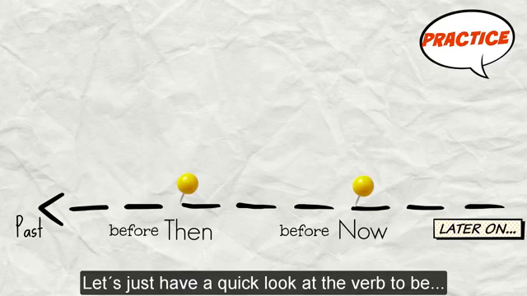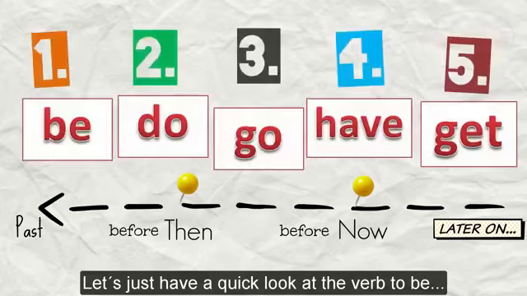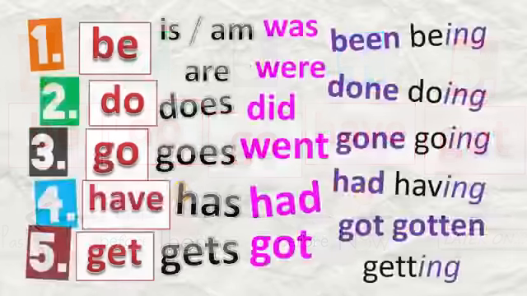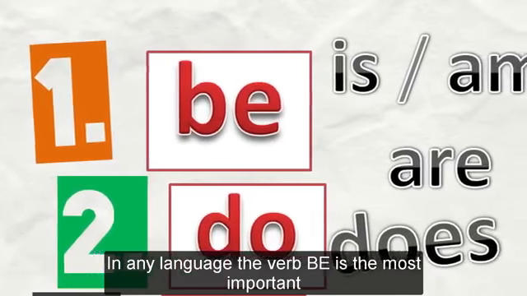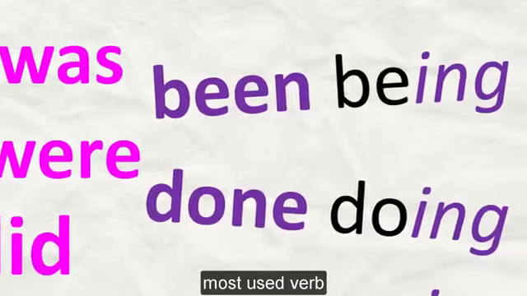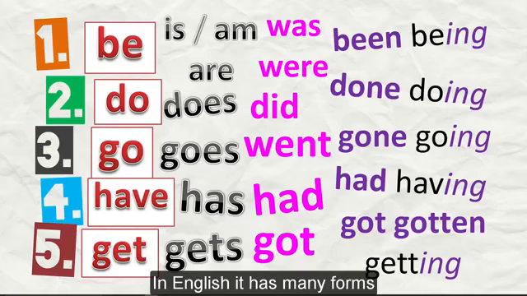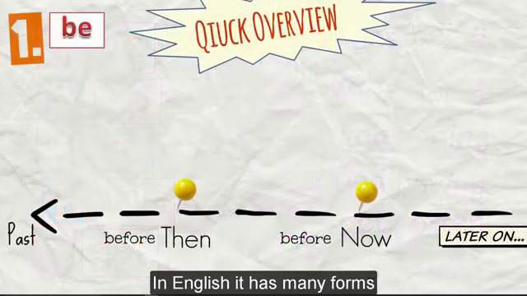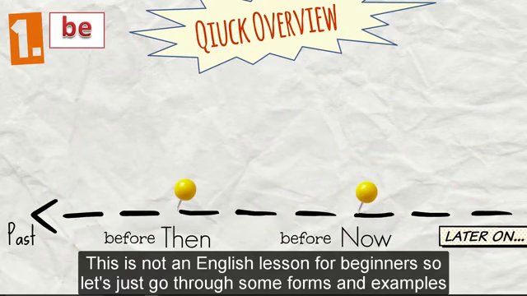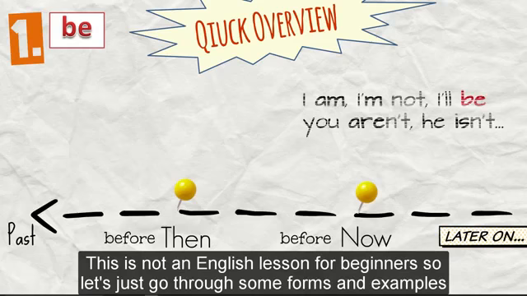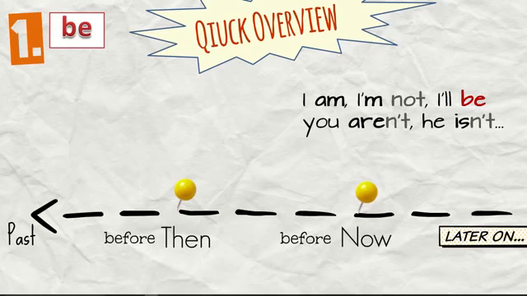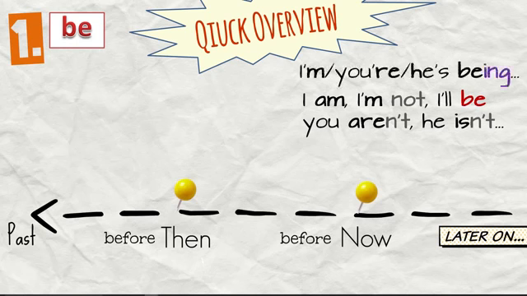Let's just have a quick look at the verb to be. In any language, the verb be is the most important, most used verb. In English, it has many forms. This is not an English lesson for beginners, so we'll just go through some of the forms and examples. Alright, so it's I am, you are, he is. Okay, then we say I'm being or you're being, he's being.